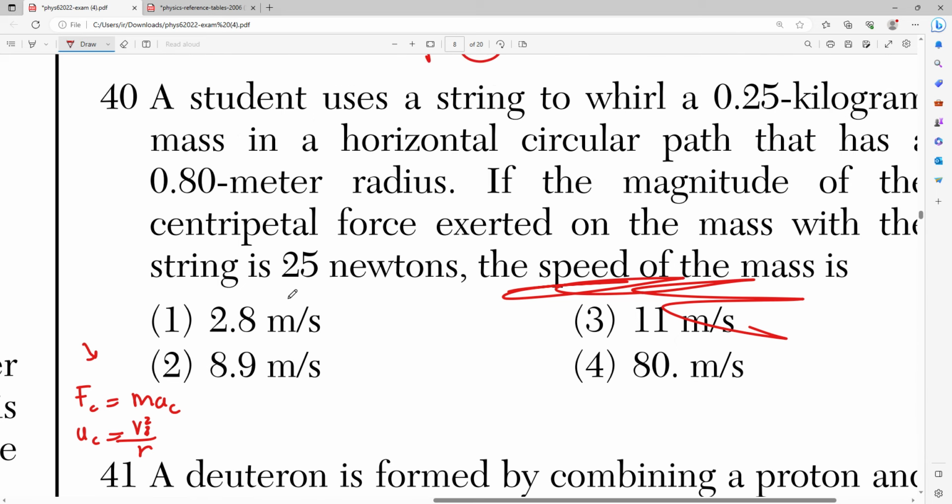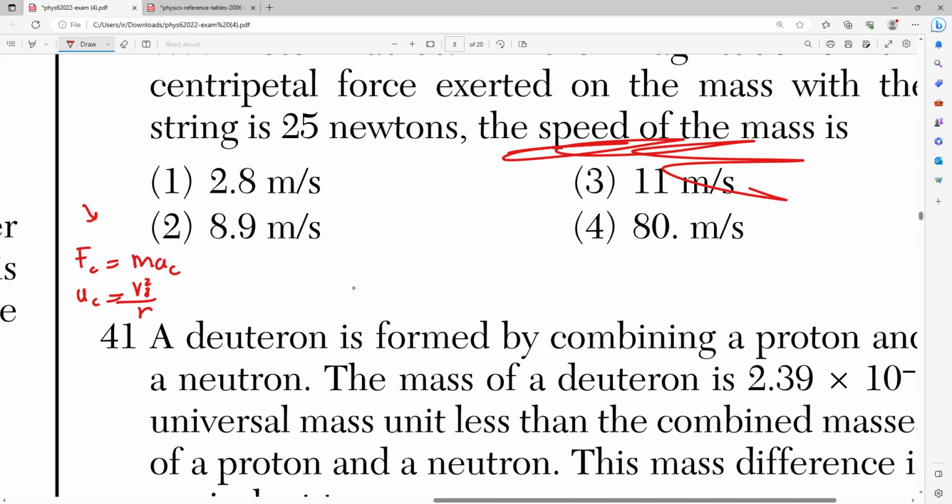What is the centripetal force? The centripetal force is 25 newtons. So here I have 25 newtons is equal to my mass, 0.25 kilograms, multiplied by my ac, which they don't give me. In order to solve for ac, I'm just going to divide both sides by 0.25. And 25 divided by 0.25 is 100. So my ac is actually 100 meters per second squared. Boom, we solved for one thing.